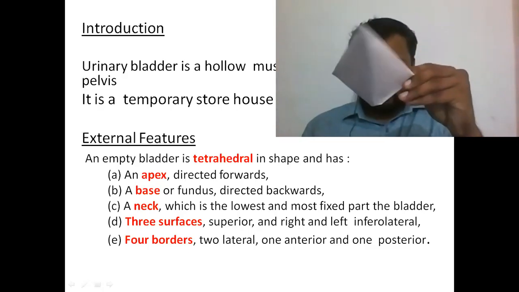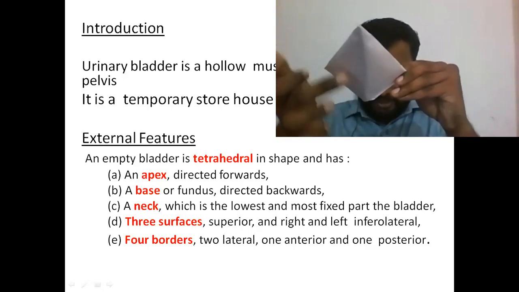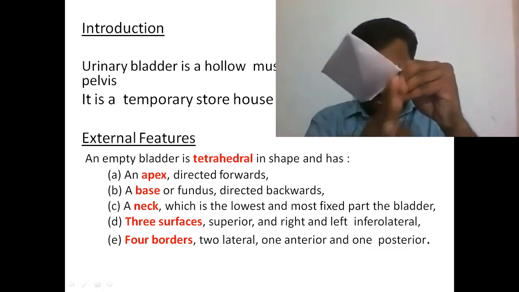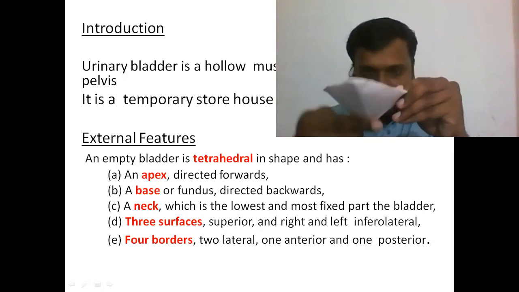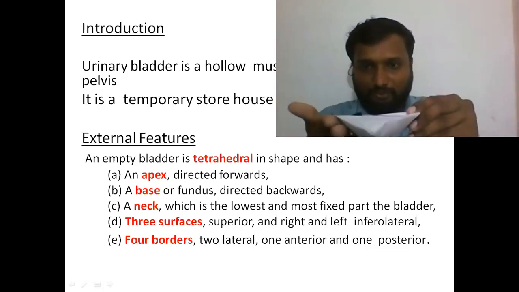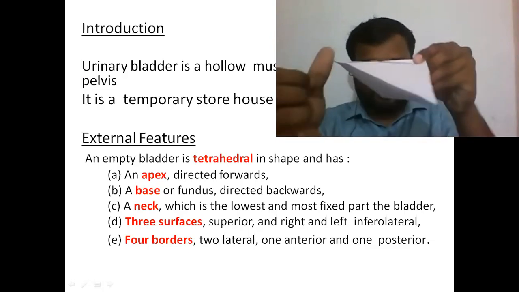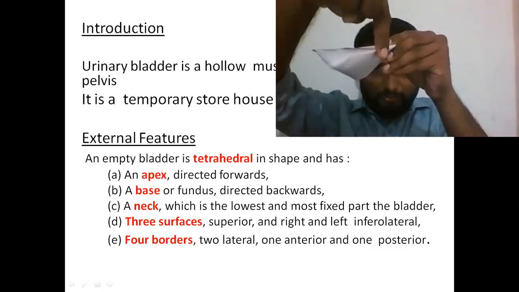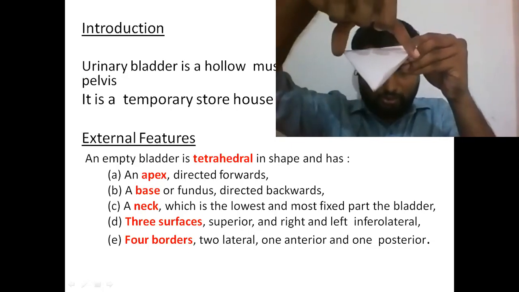Then four borders. What are the four borders? See here we can see a border which separates right and left infralateral. The right infralateral is separated from the left infralateral by this border known as the anterior border. So, anterior border. Then the superior surface is separated from the infralateral surface by the lateral borders. See this one. This is one lateral border. This is the opposite side lateral border. Okay, so two lateral borders.